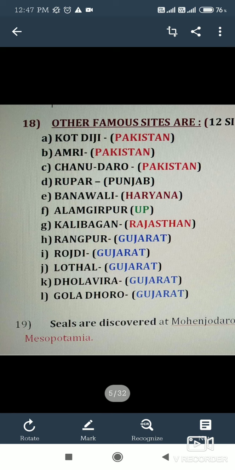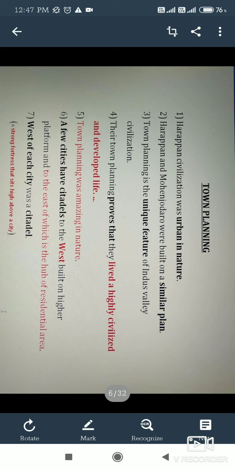Point number 19. Seals are discovered at Mohenjo-daro and Mesopotamia. The people are using the seals. They are depicting a lot of information on seals, and some images of buffaloes also. People are using the seals. These are the introduction part of the Harappan civilization.